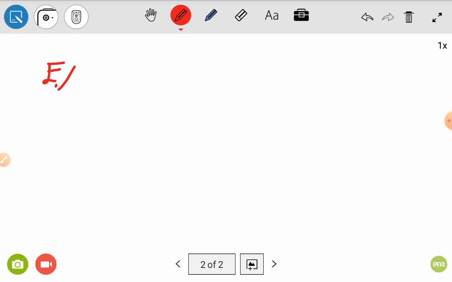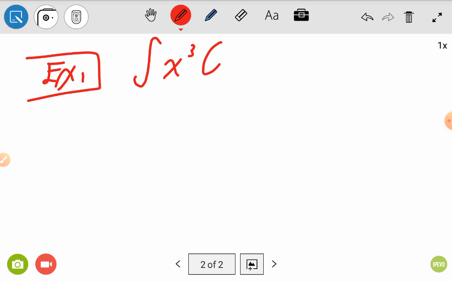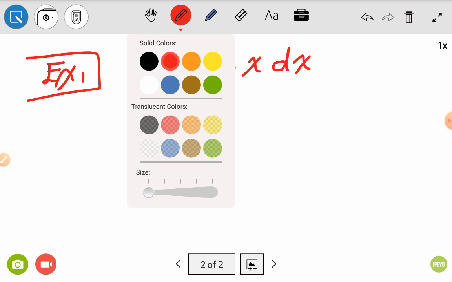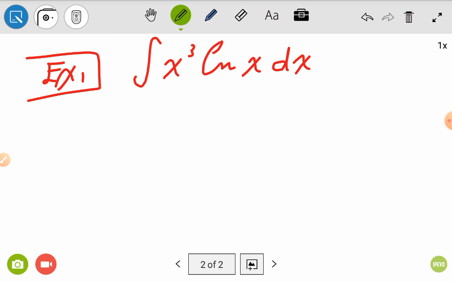Okay. Next, we will solve one example here. The first example in my lesson is find the integral of x cubed ln x dx. It's so simple and easy, so all of you pay attention, please. First of all, we will let the first one here be u.